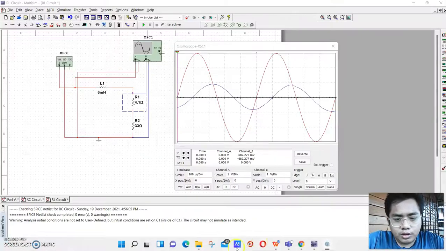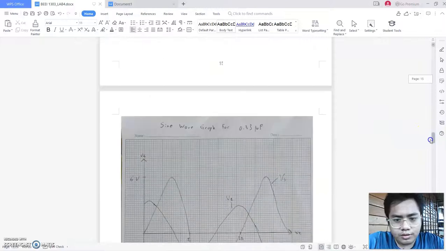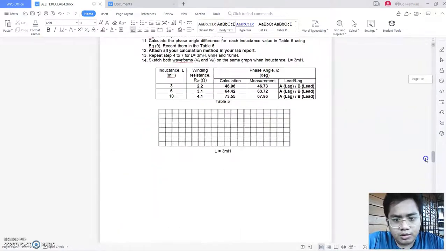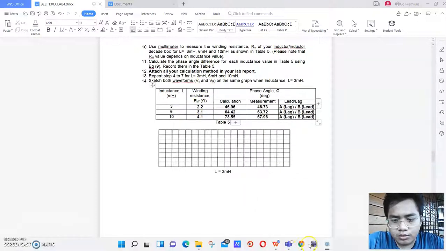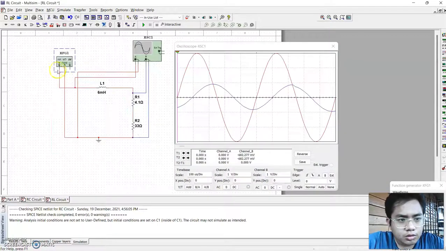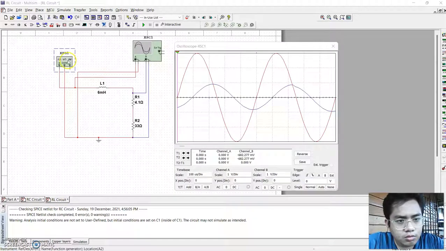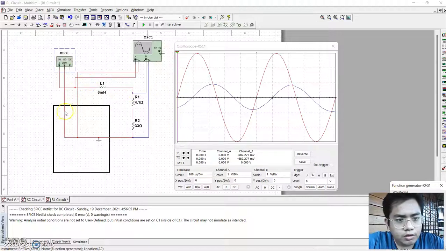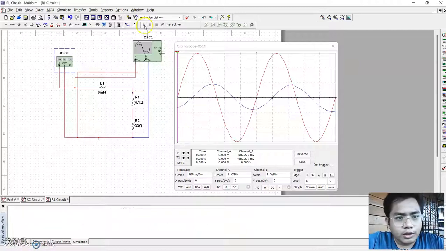Now for the RL circuit, 6 millihenry, the winding resistance is 4.1 ohm. We have to set it. The setting is just the same as the RC circuit for the function generator: 2 kilohertz and 3 V peak. We will run it.